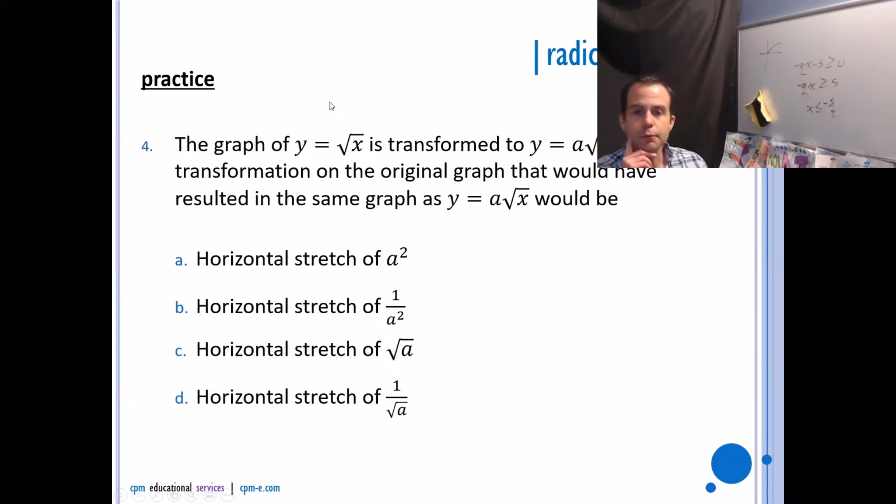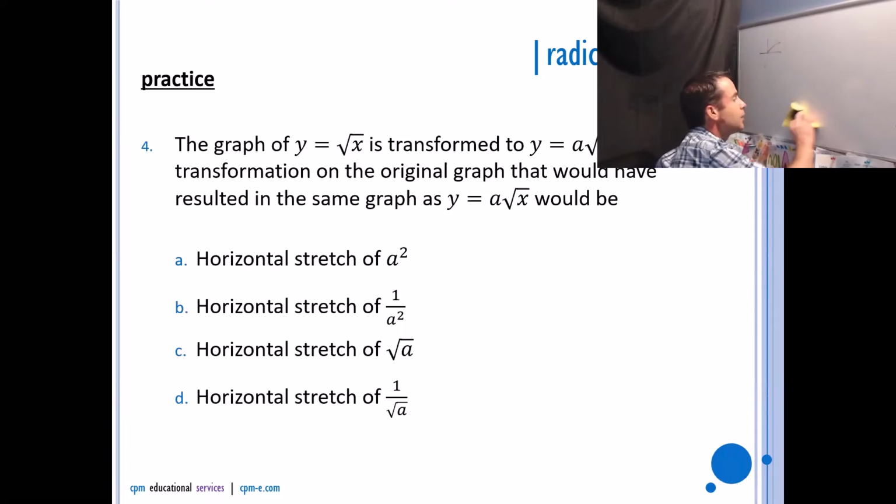The graph of Y equals the root of X is transformed to Y equals A root X, a transformation on the original graph that would have resulted in the same graph as Y equals A root X. Well, what are we trying to get at there? We're trying to get at the fact that Y equals A root X is the same as what? If I wanted this underneath the square root, what would I be at? I would be at Y equals the root of A squared X.